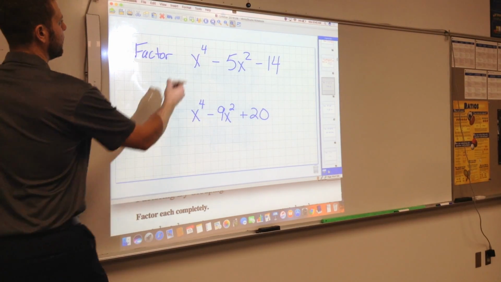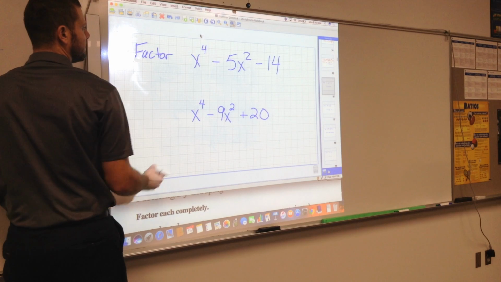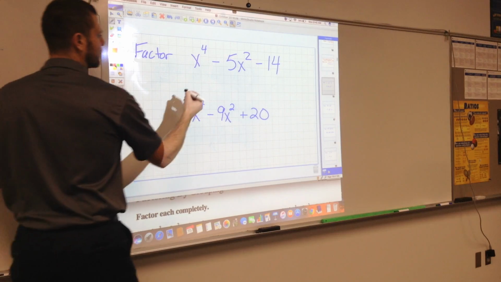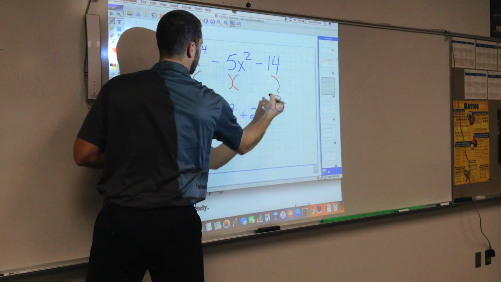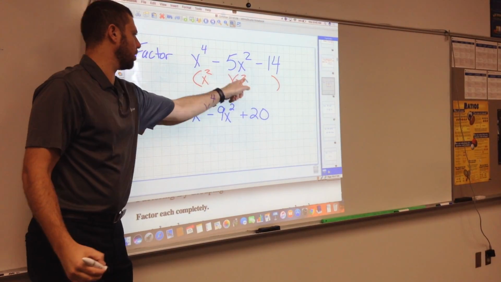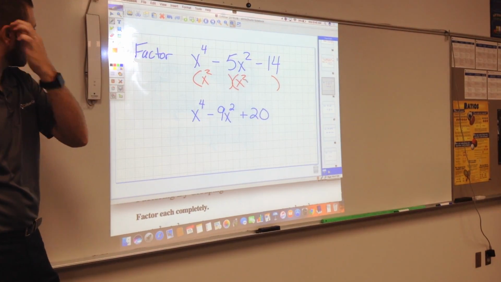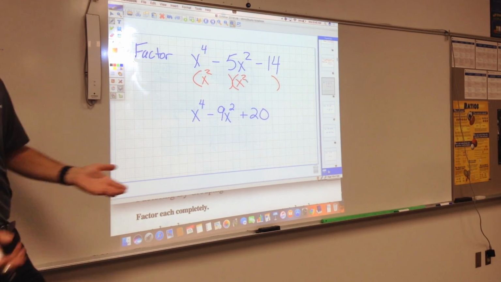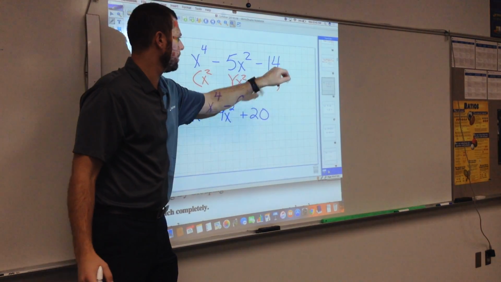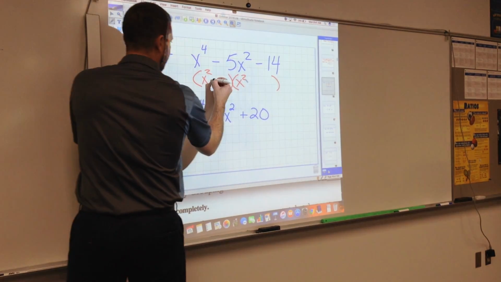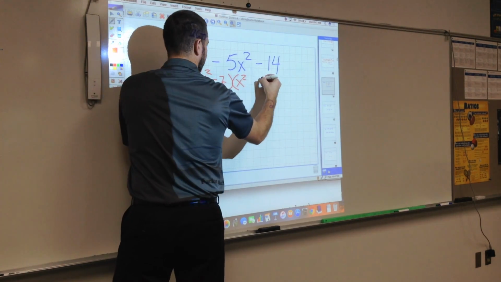So it is still going to work pretty nicely, but instead of starting x times x, guess what you're going to start? x squared and x squared. Because x squared times x squared, if I were to multiply these factors back together, is going to give me x to the 4th. The last part works the same. What two numbers multiply to -14, but add to -5? -7 and a +2.